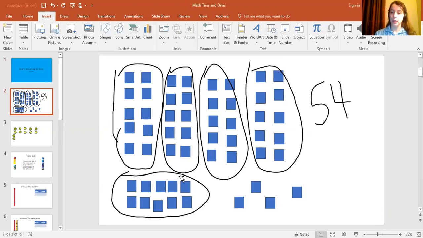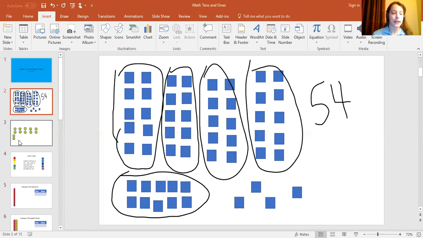Now, since we know that there are 5 groups of 10, it will be 5 for the tens value. And then, how many do you think that we would have left over? So we have 1, 2, 3, 4 squares, 4 ones. So 4 would go in the ones place value, which is the furthest right-hand side.